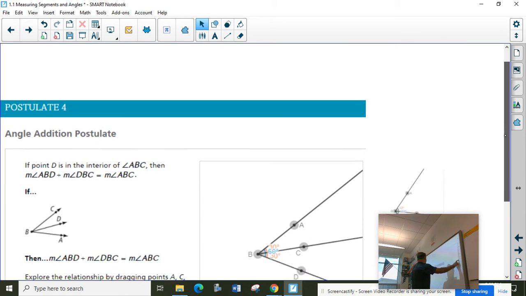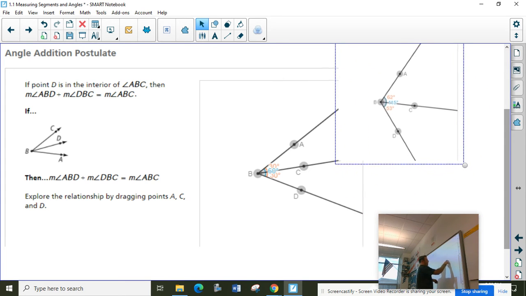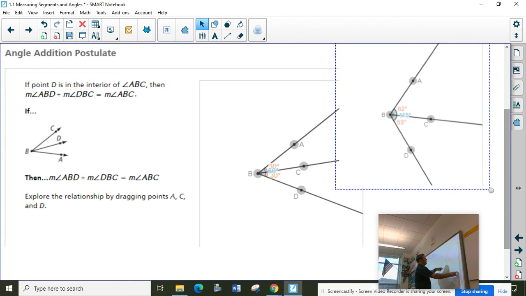So here's the angle addition postulate I mentioned earlier. Same thing. Little angle 30, little angle 30, the whole thing adds up to 60. So taking a little angle and a little angle. Here's another one here that we have. 53 plus 62 equals 115. So adding a small one with a small one equals the big one.